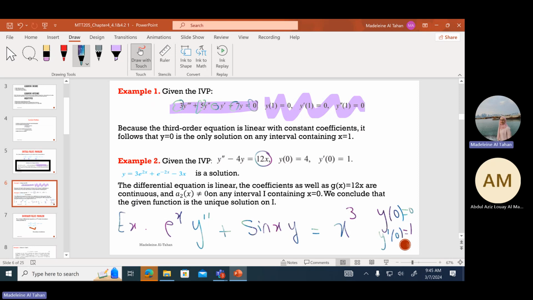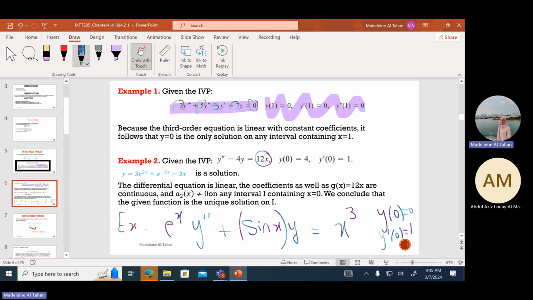Do we have any problems in the coefficients, Miss, or after the equal? e to the power x, does it have any problems? This is sin x times y. Sin x, do we have any problems for it? y cubed, x cubed. So what can we deduce? Unique solution. This is regarding the initial value problem.